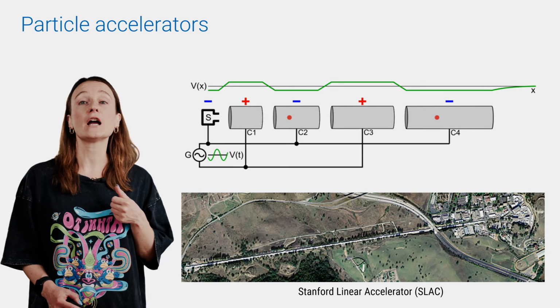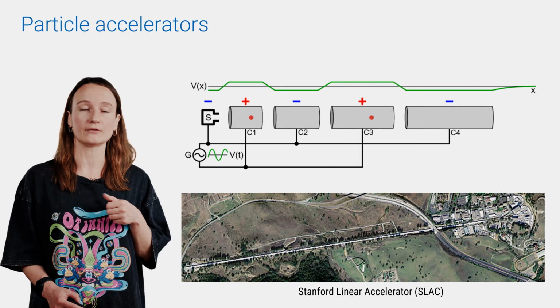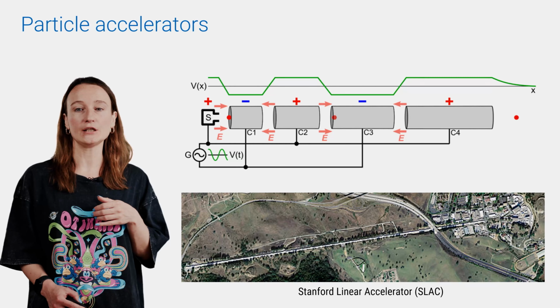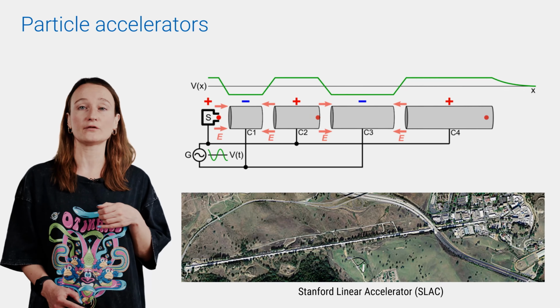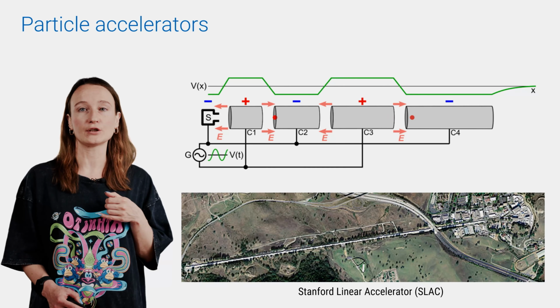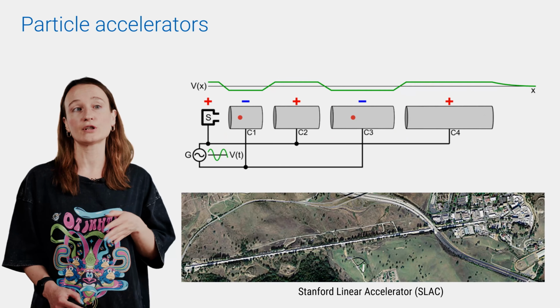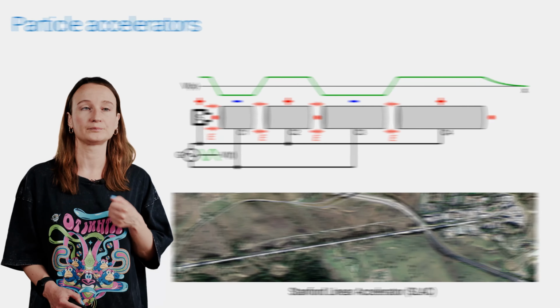To achieve high energies, it is necessary to build a long linear accelerator. The largest linear accelerator was built in Stanford, USA. It was about 3 kilometers long and accelerated both electrons and positrons to a high energy.